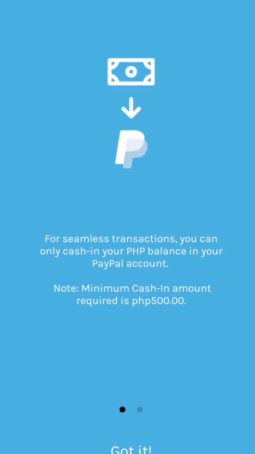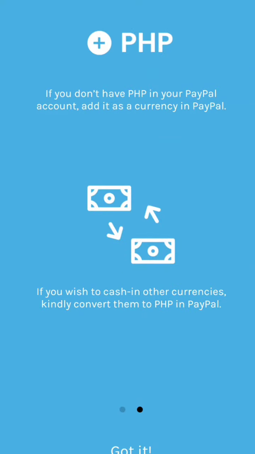You will see a notification at the beginning, saying that you can only transfer money from PayPal to GCash with a minimum amount of 500 pesos, so you cannot transfer the money if it is below 500 pesos, and before you transfer the money, you have to convert it first to peso if it is in other currency.